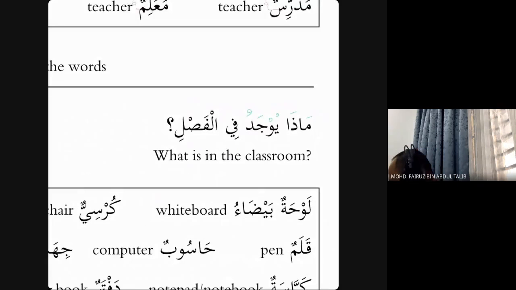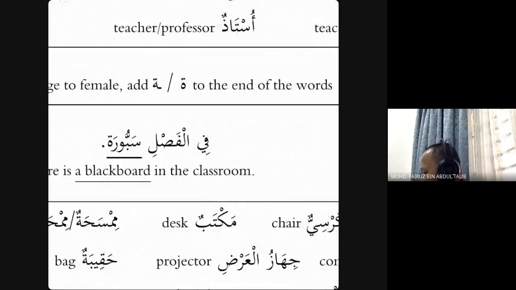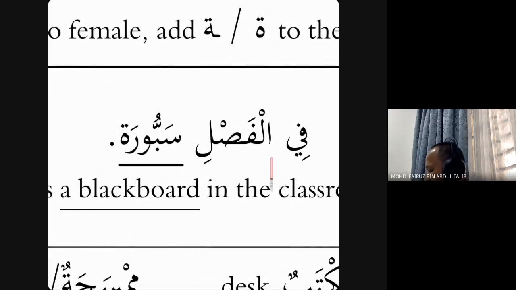Maza yujadu fil fasli. So how do you answer this question? Similar to the previous question, you repeat the words fil fasli, and then you mention the item. For example, we say sabura.